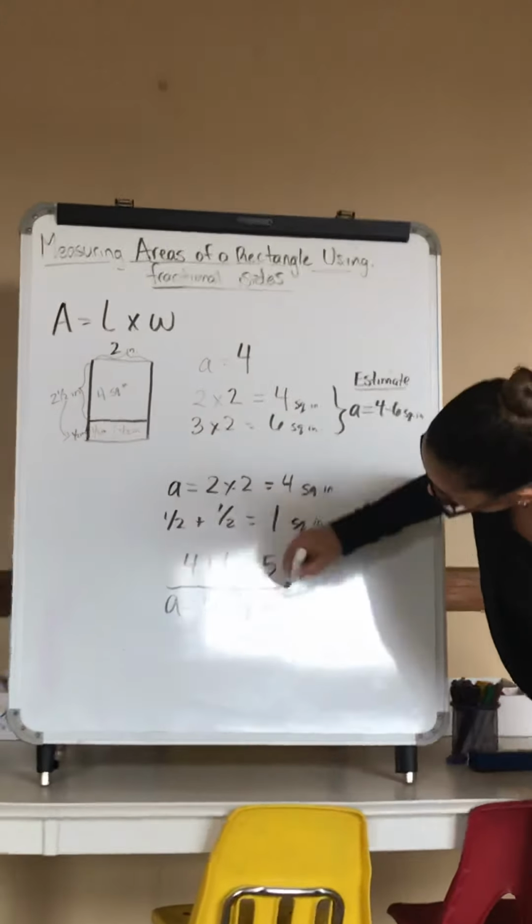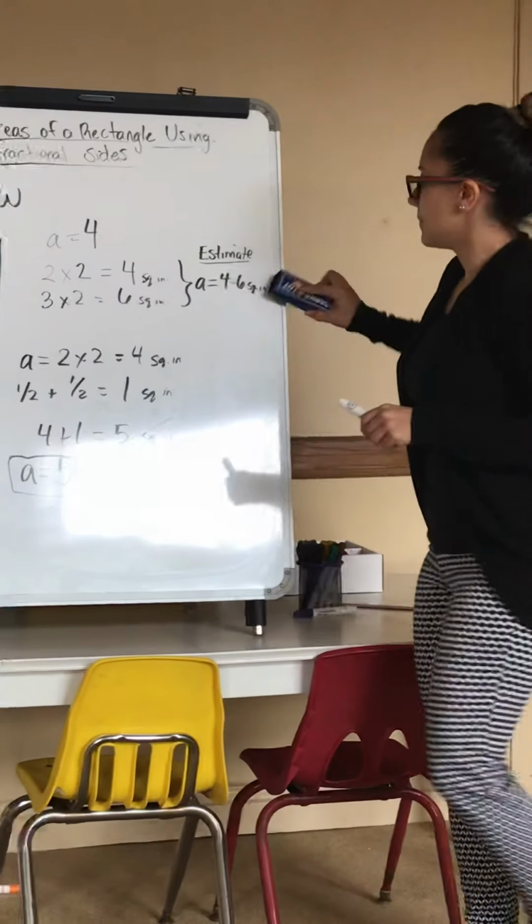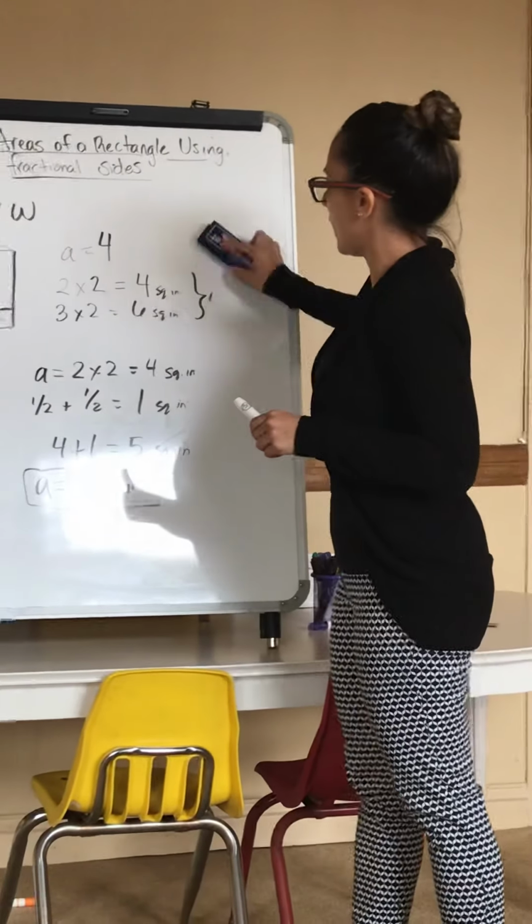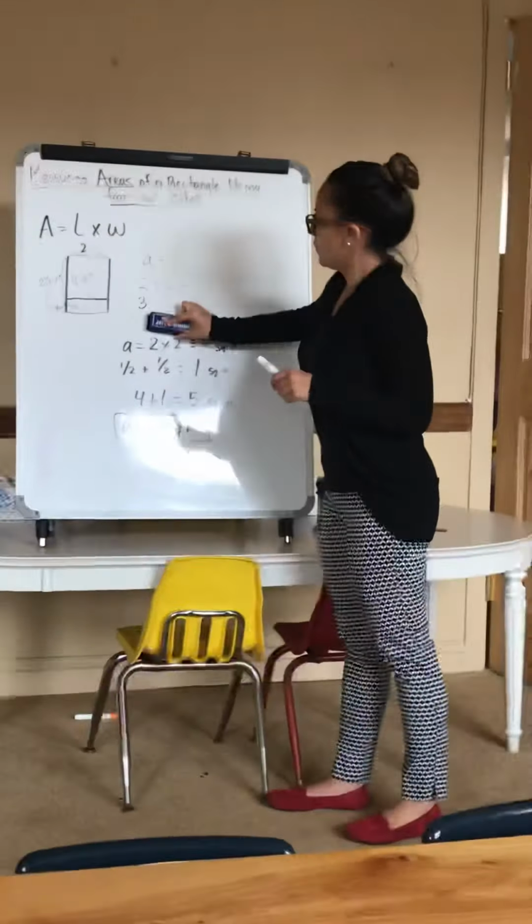Now let's look back at our estimate. Well, is it correct? Yeah, it is, because we said that our area would be somewhere between 4 and 6 square inches, and we have 5. So that's correct. Good. Now let's try again. Now we're going to keep our area here, so we know how to find our area.